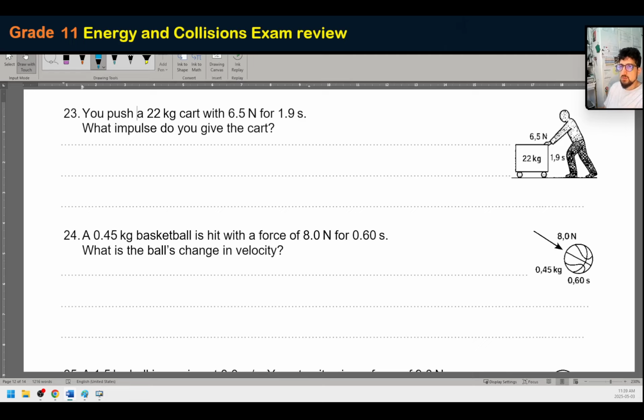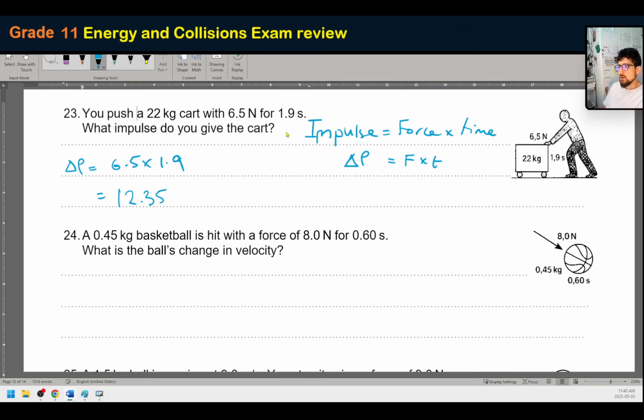Okay, so here, impulse is equivalent to force times time. So the way we write that is J is equal to F times t, or change of momentum, because remember, change of momentum is equal to impulse. So simply put, the impulse is going to be equal to 6.5 newtons multiplied by 1.9, which is 12.35. Now, what's the unit for impulse?